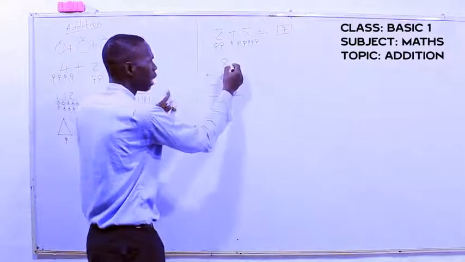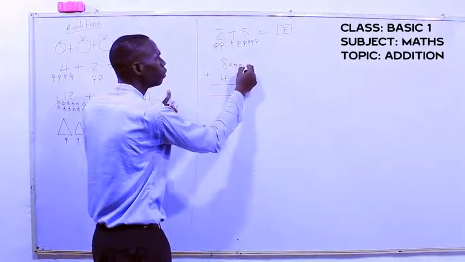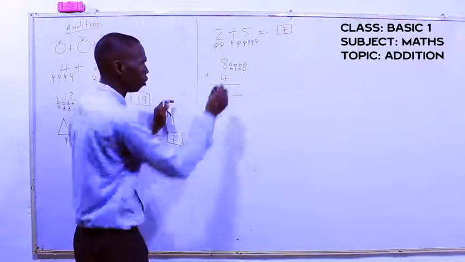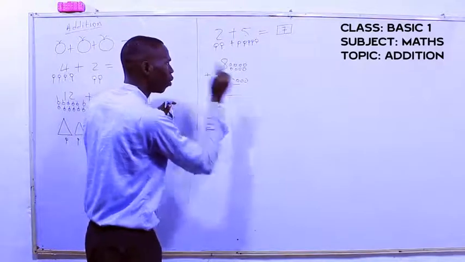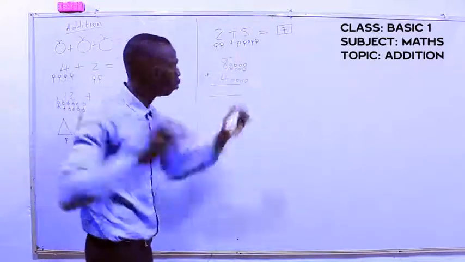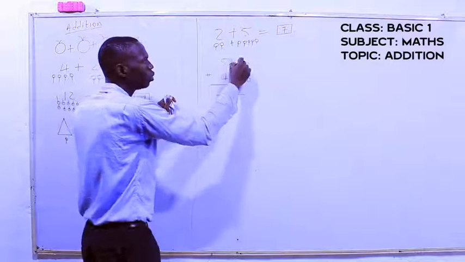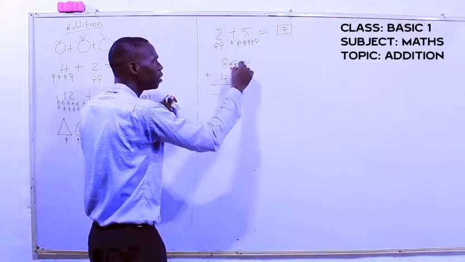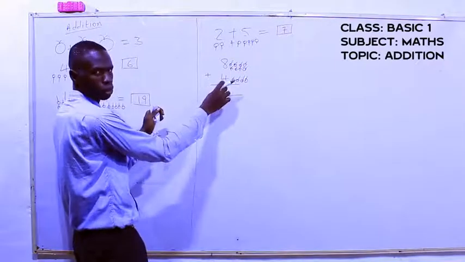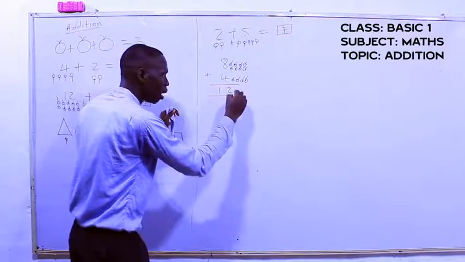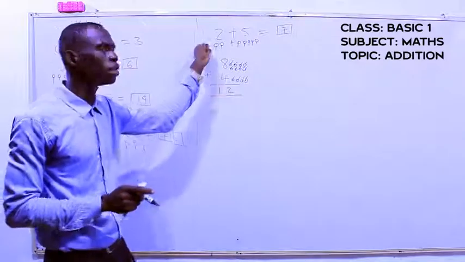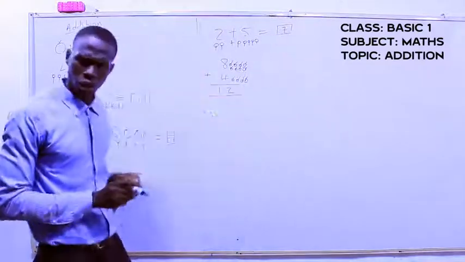What is this? 8. Count. 1, 2, 3, 4, 5, 6, 7, 8. What is this one? 4. 1, 2, 3, 4. Join them together because of this sign. Let's join them. 1, 2, 3, 4, 5, 6, 7, 8, 9, 10, 11, 12. You come to this place and write 12. This is what is called vertical addition. This one is called horizontal addition.